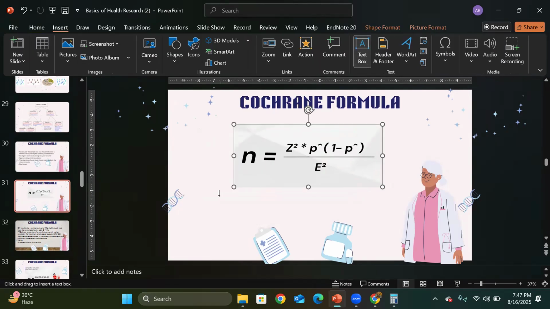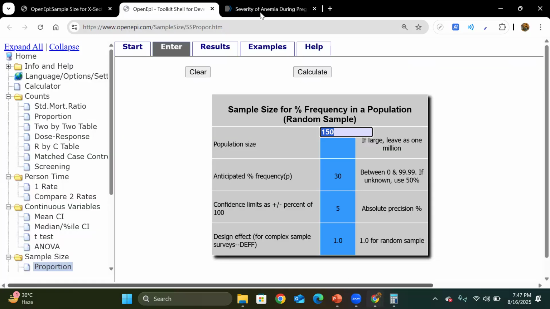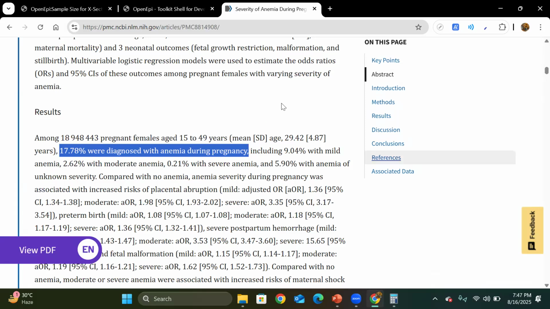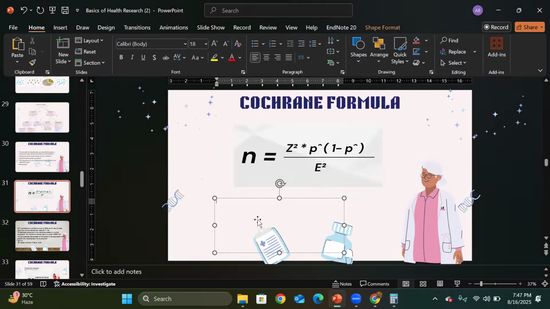For example, I am doing research on anemia in pregnant women. What I will do is find a parent article. Suppose this is my parent article. It has almost similar design, almost similar characteristics, almost similar population, and it's a recent article. So p means the proportion of people that have the disease that you are investigating. Okay, so prevalence of anemia in pregnant females. In this parent article, around 18% were diagnosed with anemia. So my p value would be 18%, or I can write 0.18.